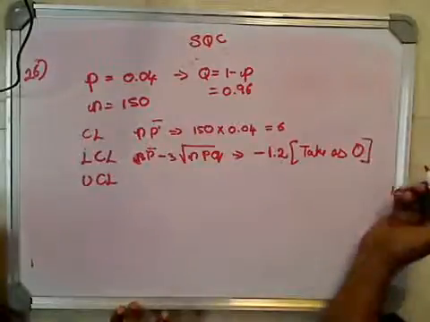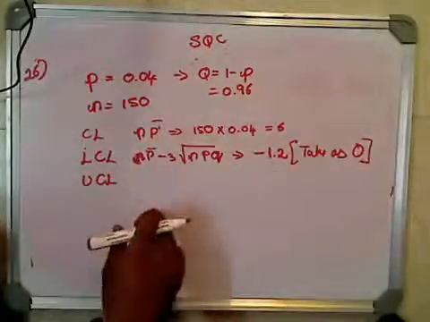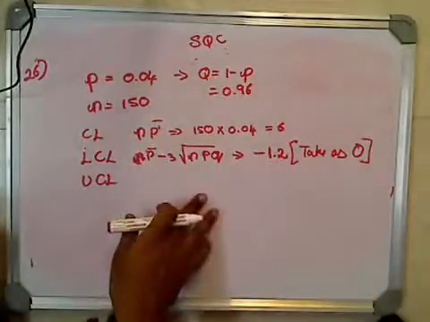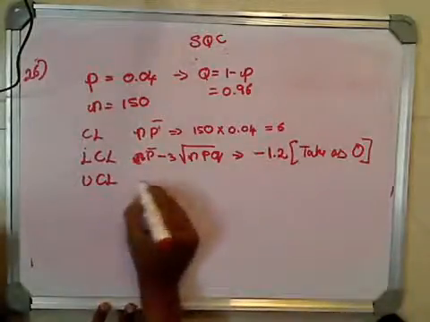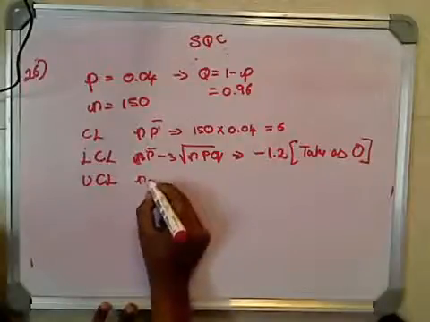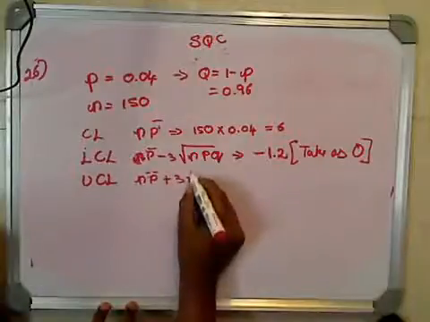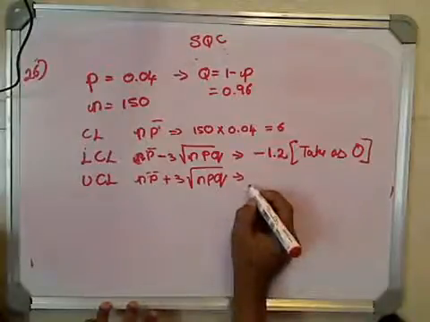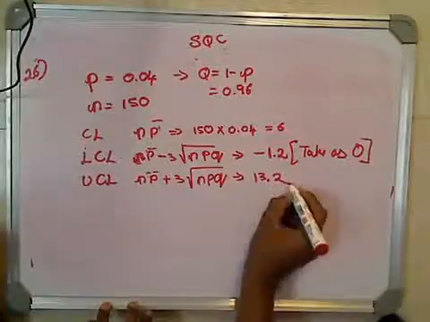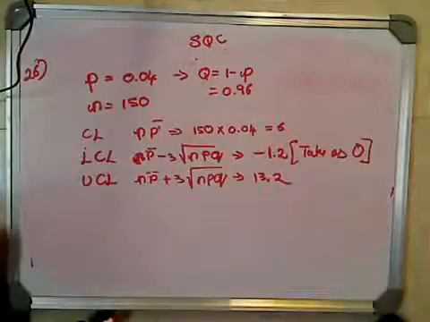really possible to get negative defects on something. You can't really say that the number of defectives here is minus 1.2. So rather than that, you take it as 0. The next thing that you do would be you take up the upper control limit, which is NP plus 3 square root NPQ. This should give you the value 13.2. Now in this case, I have used the sample proportion because they mentioned it's the sample.